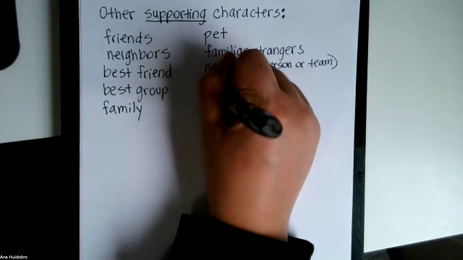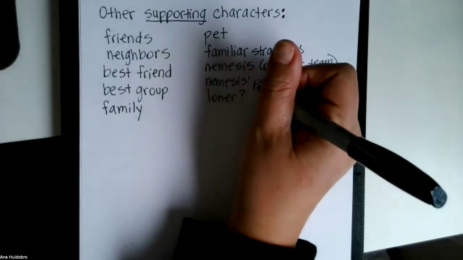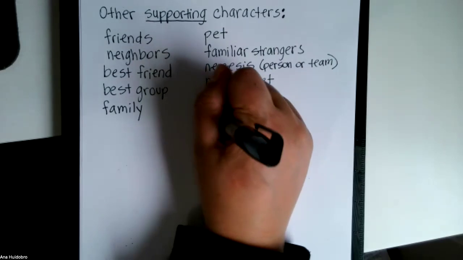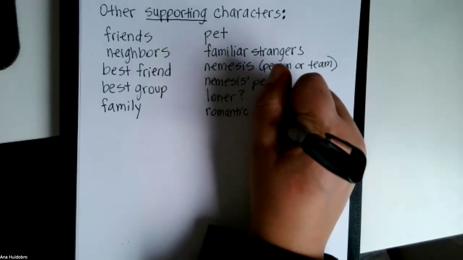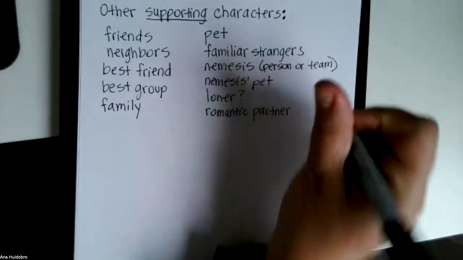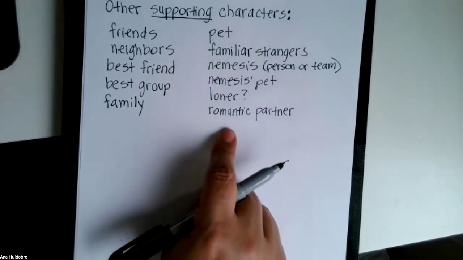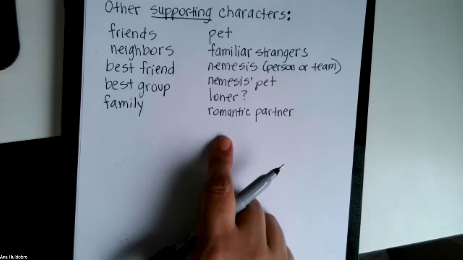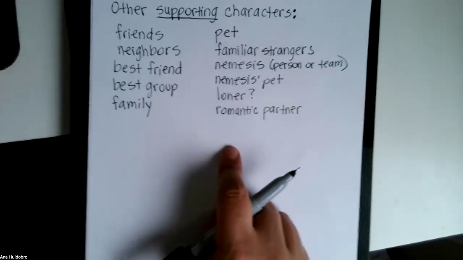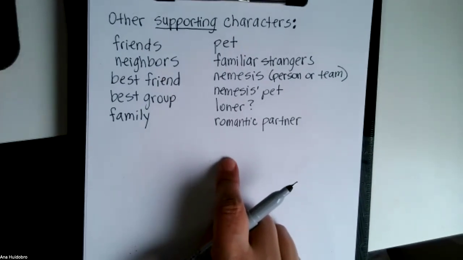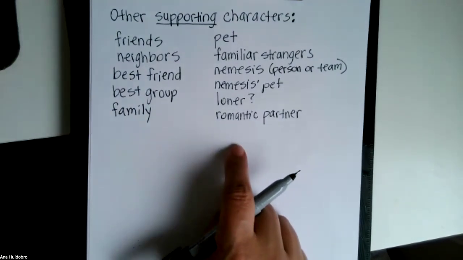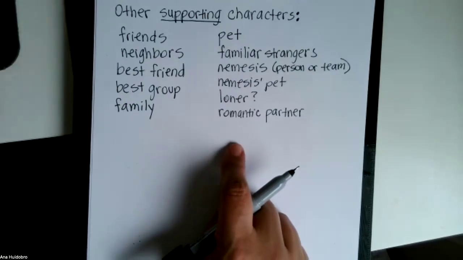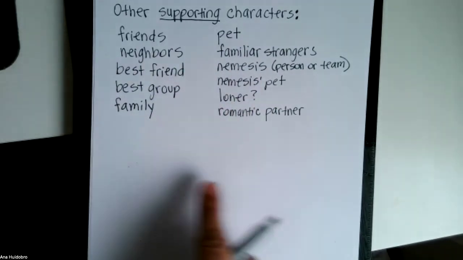Are they more of a loner? They like to be alone, right? There's a romantic partner. So it could be a marriage, a wife or husband, or maybe Pepperoni Pete has a crush on the frozen yogurt girl next door or something, and so he always says hello to her. So there could be different types of supporting characters.